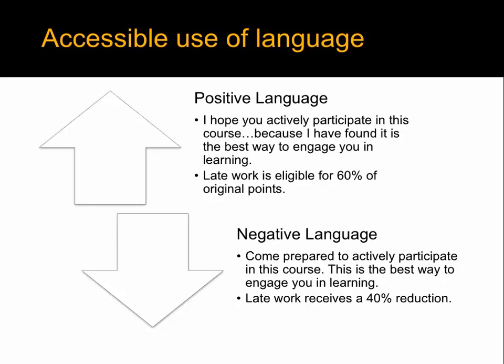You see the second point says late work is eligible for 60% of original points. Oh, you're going to get most of your points. You should turn it in. Don't hold it back. On the other hand, late work receives a 40% reduction, makes the student feel like, why should I bother?